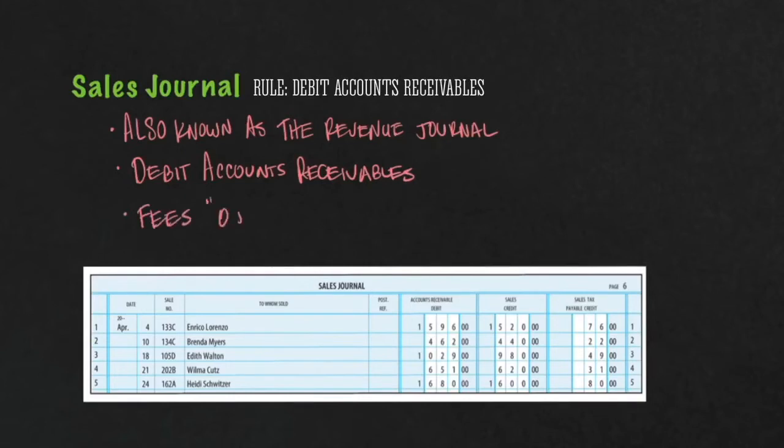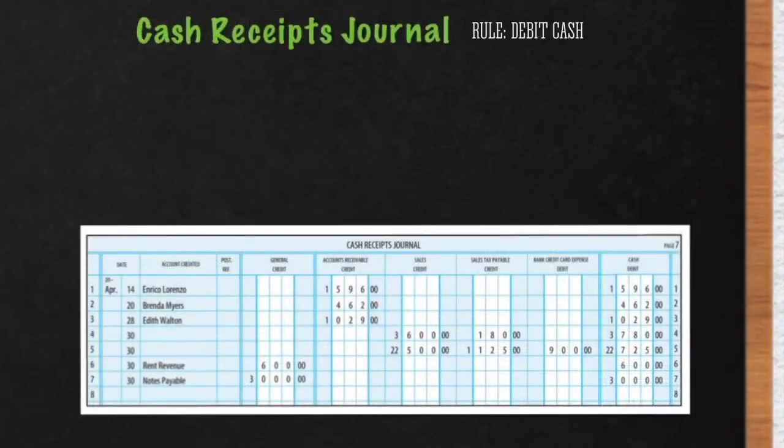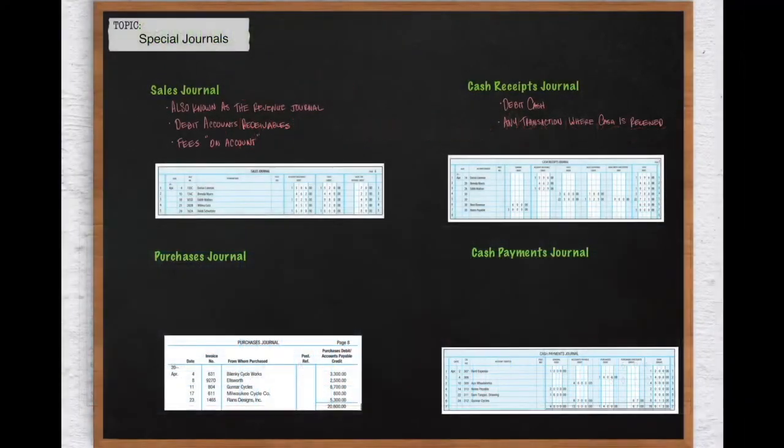If you recall, this is any transaction that is a fee on account or a transaction where you give the customer time to pay. Next, we're going to go over the cash receipts journal. The cash receipts journal is any transaction where you debit the cash account. So again, any transaction where you debit the cash account. When this happens, you're not going to record it in the general journal, but in the cash receipts journal. The next special journal we have is the purchases journal.